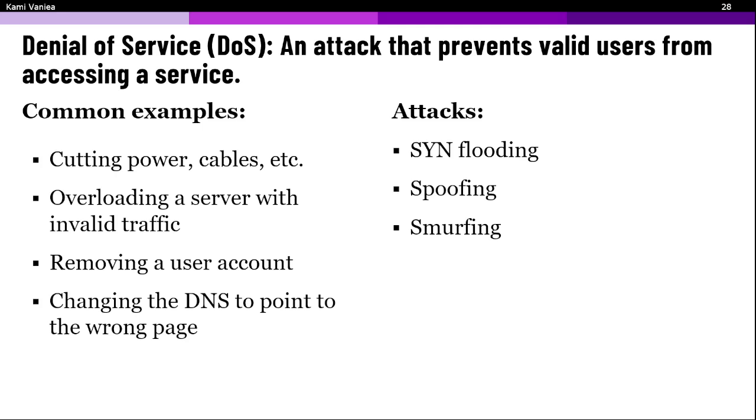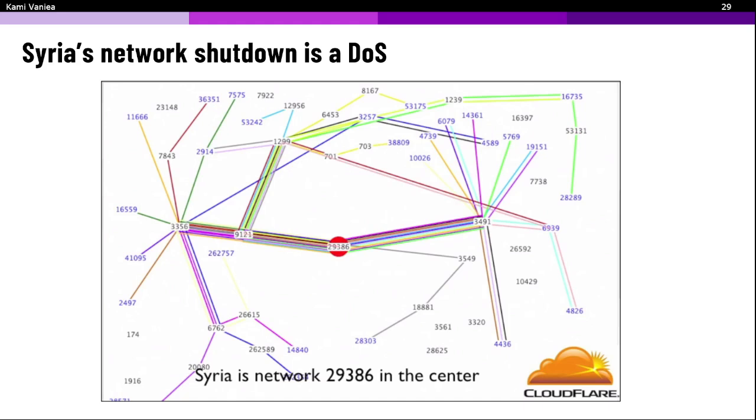But the ones we're going to talk about briefly are SYN flooding, spoofing, and smurfing, and I'm going to go through these. These are all network-based attacks. Syria, the example we had before, again, this is a denial of service. You just disconnect the internet from there. No one can access Syria. Syria can't access anywhere else. Denial of service.